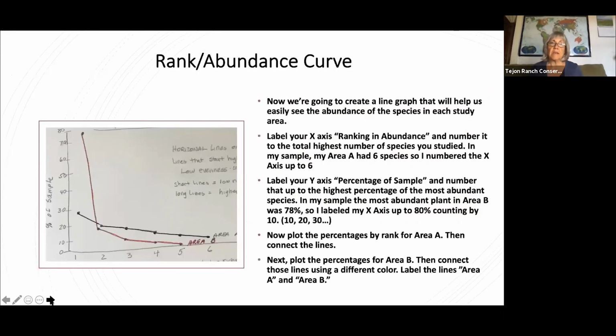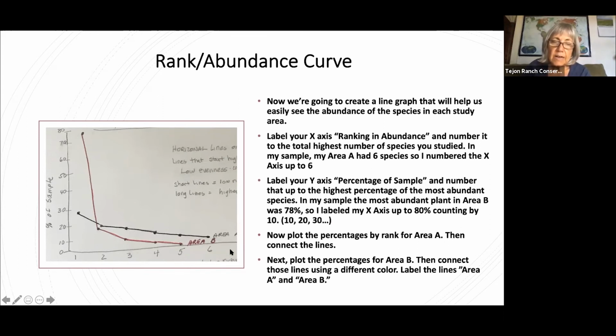All right. Next thing is to make this cool line graph. This just gets to look more scientific than ever. But we're really just taking that exact same information and creating a different kind of graph. This one's a line graph instead of a bar graph. So this is going to help us to identify the abundance of each species to determine whether or not this is a healthy environment. So you're going to label the x-axis, this one at the bottom, that ranking in abundance. That's right here. And then number it to the total highest number of species that you studied.